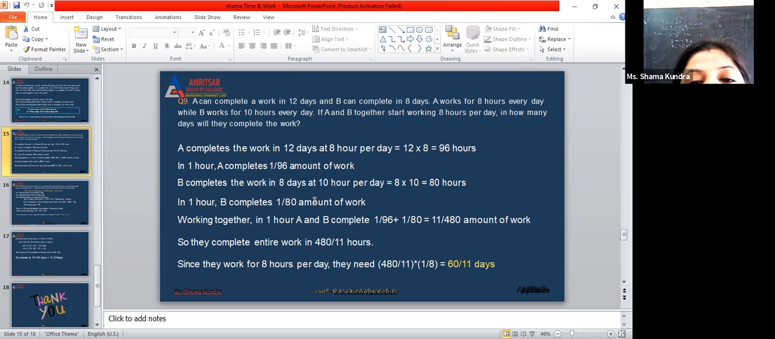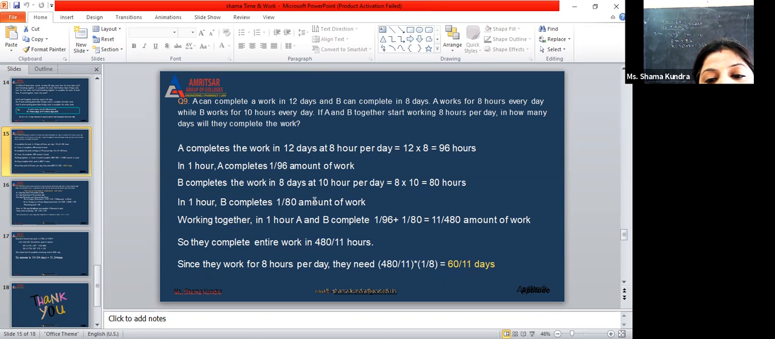Now if A completes the entire work in 96 hours, in 1 hour how much work is done by A? Simply invert, 1 by 96. In 1 hour how much work is done by B? Simply invert, 1 by 80. So 1 by 96 is the work done by A in 1 hour, and 1 by 80 is the work done by B in 1 hour.